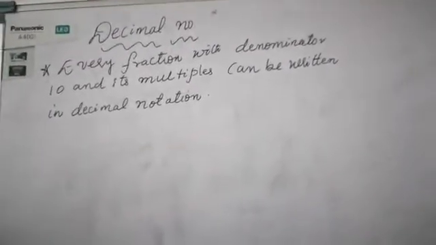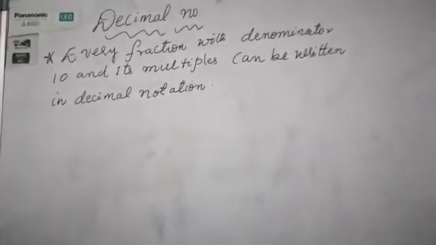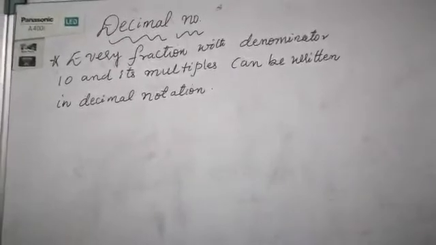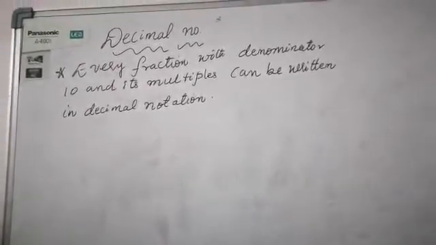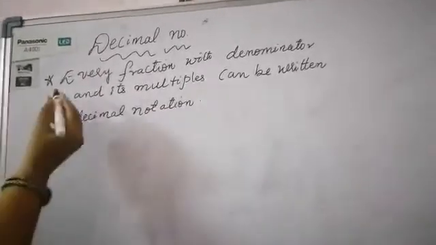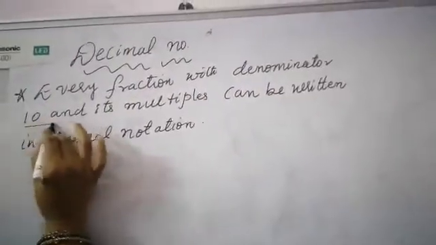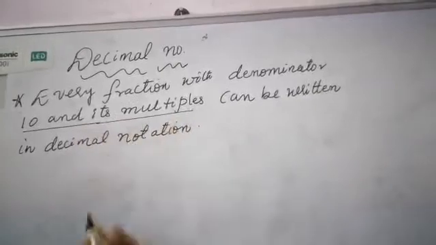Today you are going to learn a new topic, that is decimal numbers. I think everybody knows what a decimal number is, but I'll explain the exact definition to you, children. Every fraction with a denominator of 10 and its multiples. What does that mean, children?